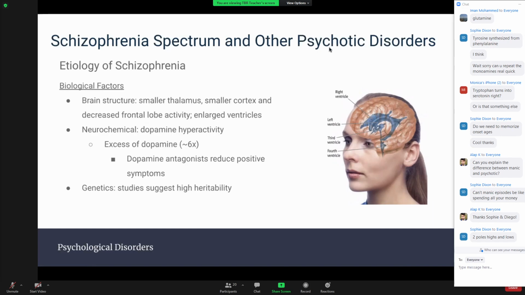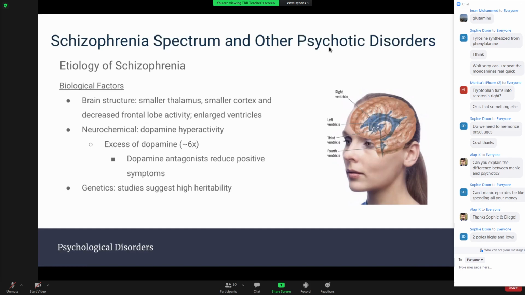There's also, in terms of the neurochemical activity, higher dopamine effects. It's about 6 times higher than the normal amount of dopamine that should be seen in the brain at any point in time. Don't remember the 6, but just remember that it's way, way higher. And so a good treatment for this is to have dopamine antagonists. Antagonists can help reduce the positive symptoms.